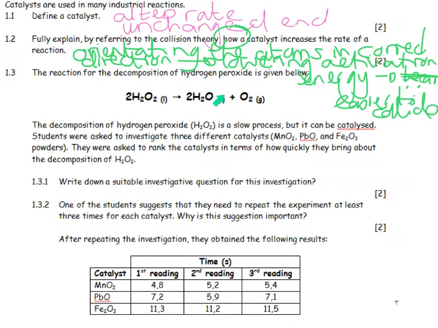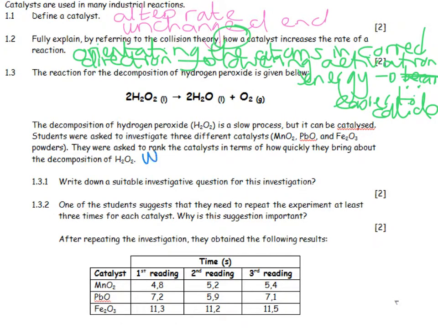They give you the decomposition of hydrogen peroxide into water and oxygen, and we say it's very slow, but it can be catalyzed, and they are asked to investigate 3 different catalysts. They're asked to rank the catalysts in terms of how quickly they bring about the decomposition. So it's not just which one's fastest and which one's slowest, it's which one's fastest as well as which one is slowest. So write down a suitable investigative question. It has to be a question, and it has to consider the entire rank.